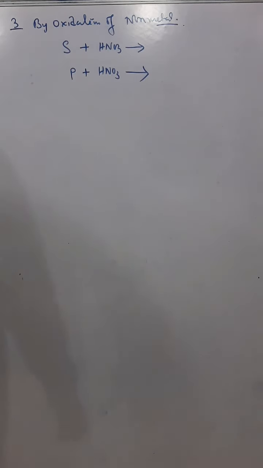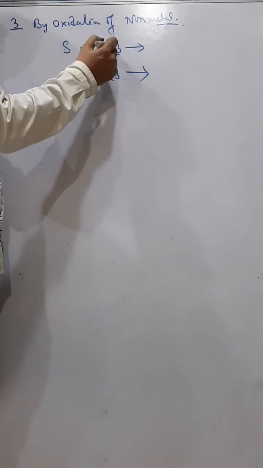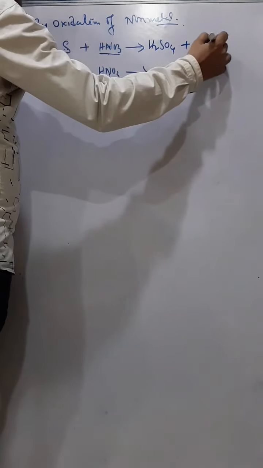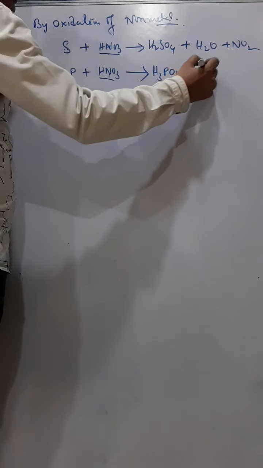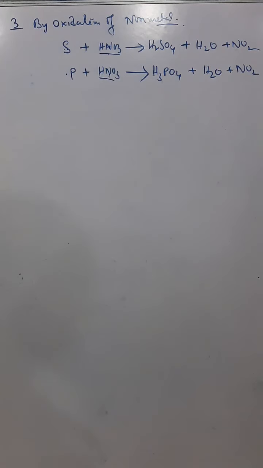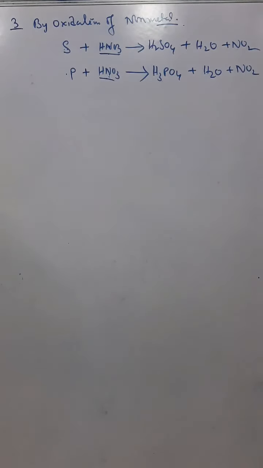Okay, the next method is by oxidation of non-metals like sulfur and phosphorus. Nitric acid is a strong oxidizing agent. It oxidizes sulfur to sulfuric acid, H2SO4, and produces H2O and NO2 respectively. Similarly, nitric acid oxidizes phosphorus to phosphoric acid, H3PO4, and here also it produces H2O and NO2. So very important reaction: sulfur and nitric acid gives you sulfuric acid, water and nitrogen dioxide. Phosphorus and nitric acid gives you phosphoric acid, water and nitrogen dioxide. Okay.